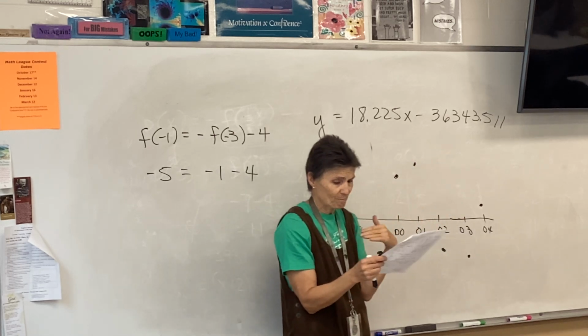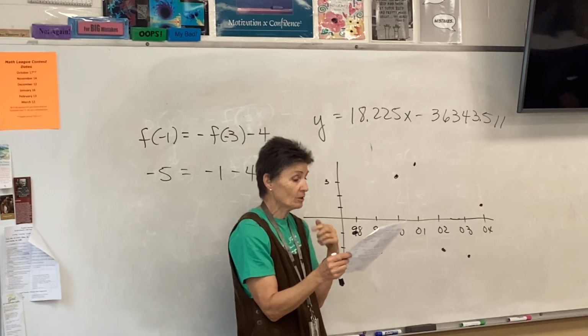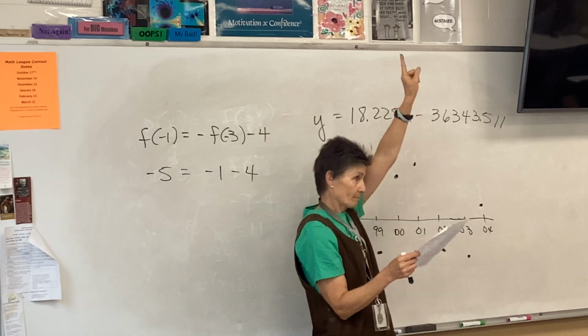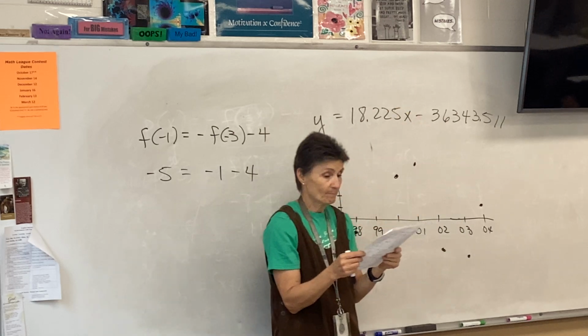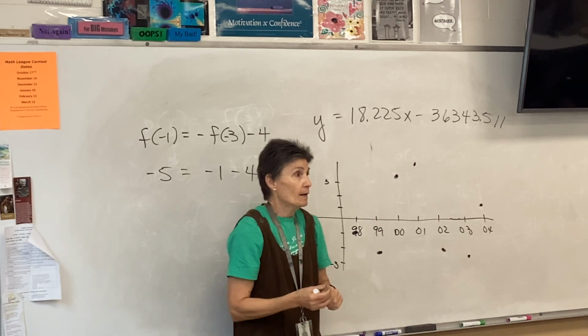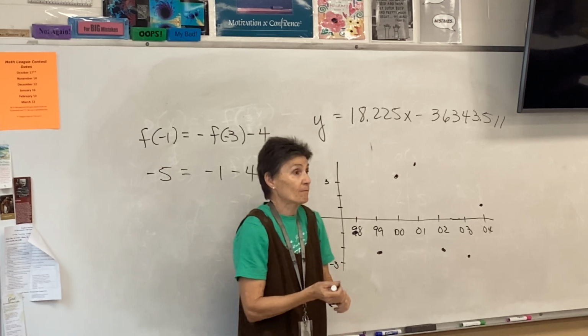Top or bottom. And then, what's the limit as we approach our vertical asymptote from the right side? Positive infinity. Yep. Okay?